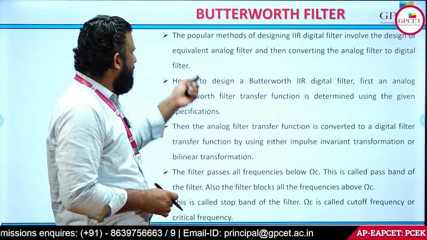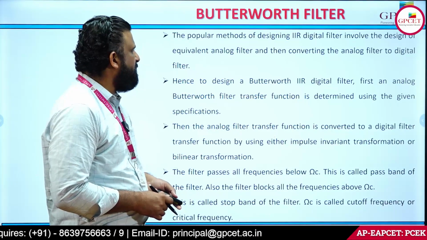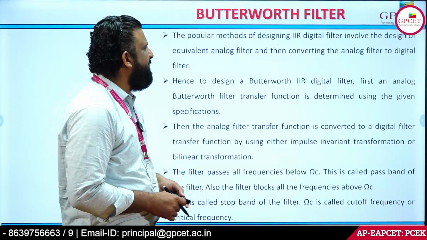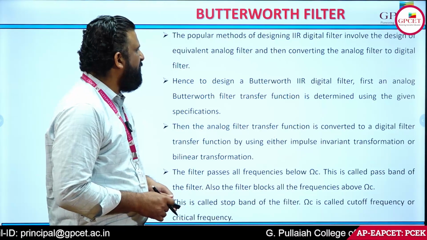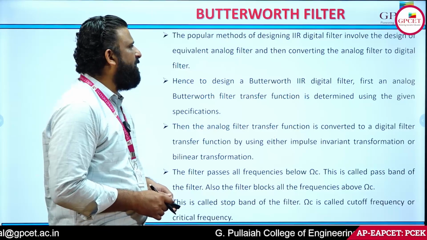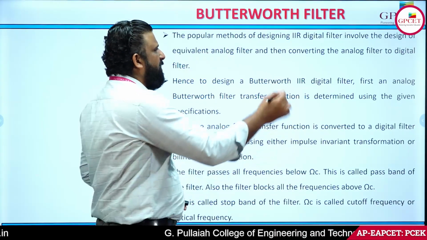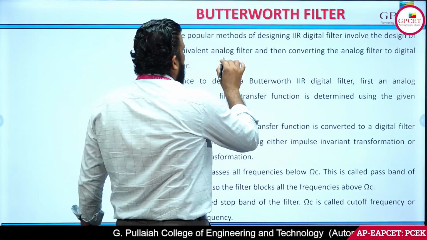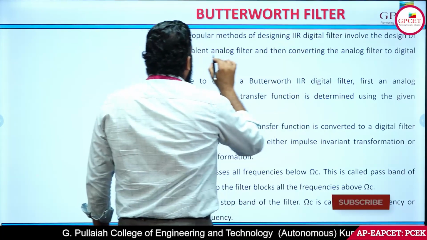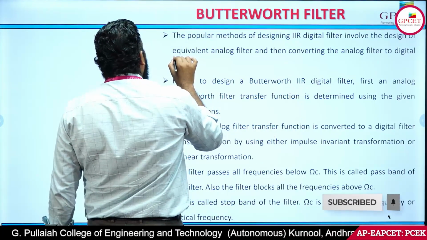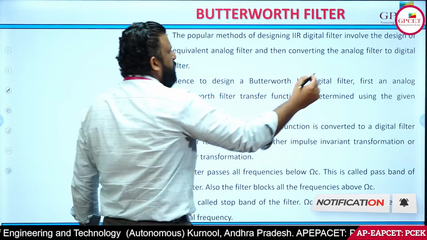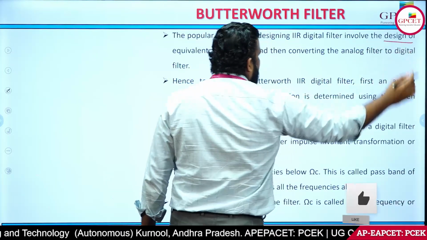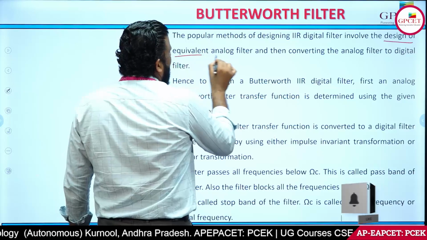As we discussed in the last session, the popular method of designing an IIR digital filter involves the design of an equivalent analog filter and then converting that analog filter to a digital filter. So the first thing we are going to do is design the equivalent analog filter.